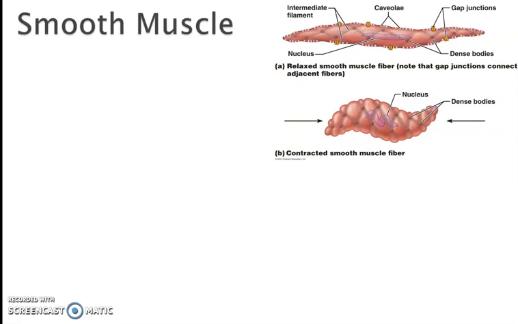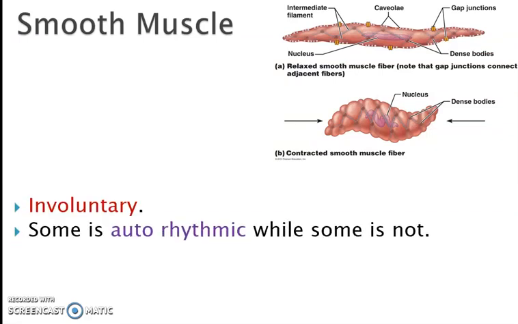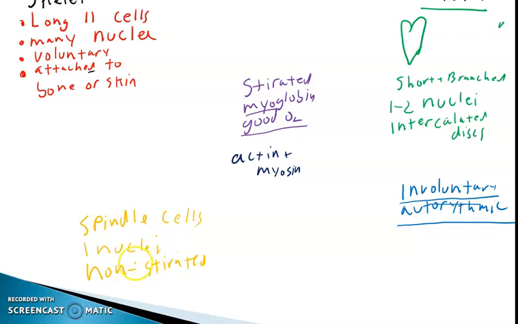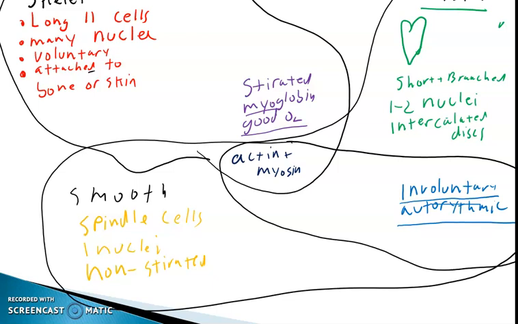Now, it's involuntary. Some of it could be autorhythmic, some of it can't. We're not going to worry about the difference between the two. Cells, 1 nucleus, non-striated, involuntary, and autorhythmic. So we have our Venn blob right here showing what is shared for each of the muscles.